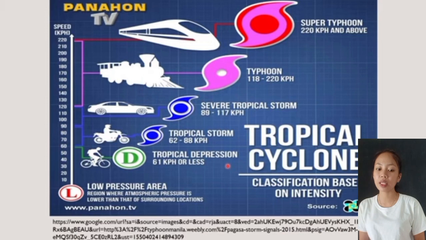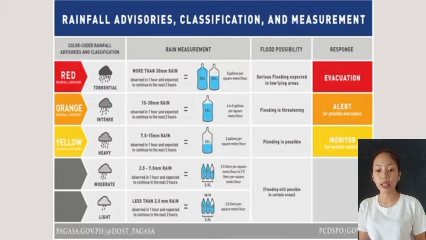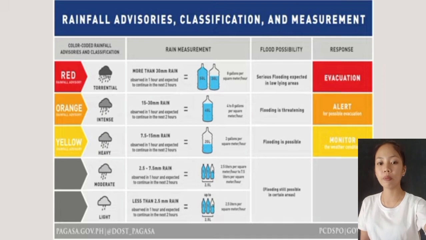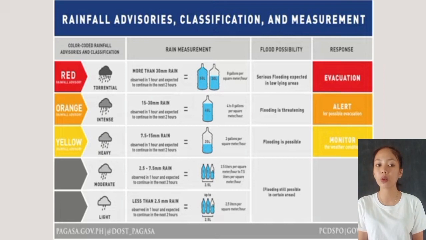Here in the Philippines, we also have rainfall advisories, classification, and measurement. This one is happening especially during the monsoon rain, o yung tinatawag nating habagat. That's why PAGASA created this new rainfall advisory. We have the yellow rainfall advisory, orange rainfall advisory, and of course the red rainfall advisory. If we will be talking about the rain measurement or gaano karami yung buhos ng ulan na binubuga ng mga rainfall advisory na yan, if yellow, it is equivalent to half a gallon of water in every hour.